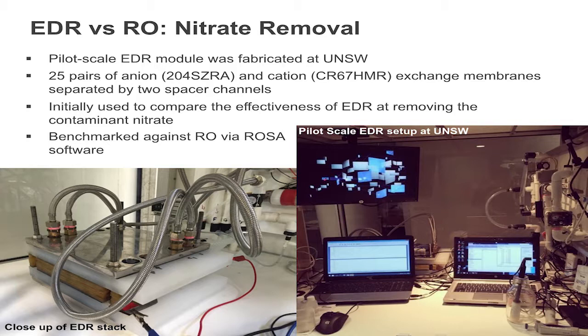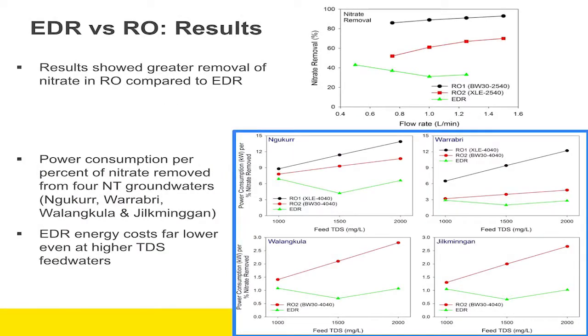And because we built it from scratch, it enabled us to have complete flexibility over what we wanted to test and how we could test it, and the parameters that we could use. And so that was really key to our understanding. In this case, we were just looking at nitrate removal, something easy to measure. And the results are pretty unsurprising. EDR didn't remove as much nitrate compared to RO. So that wasn't really the key of the work.